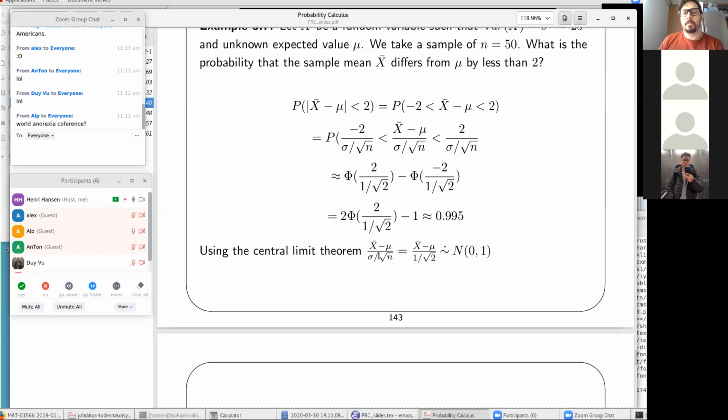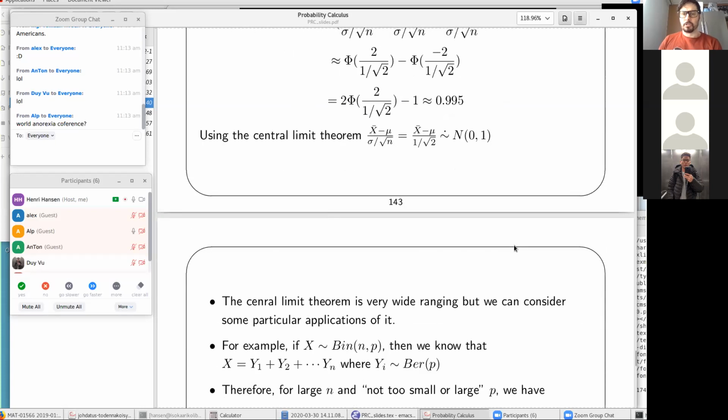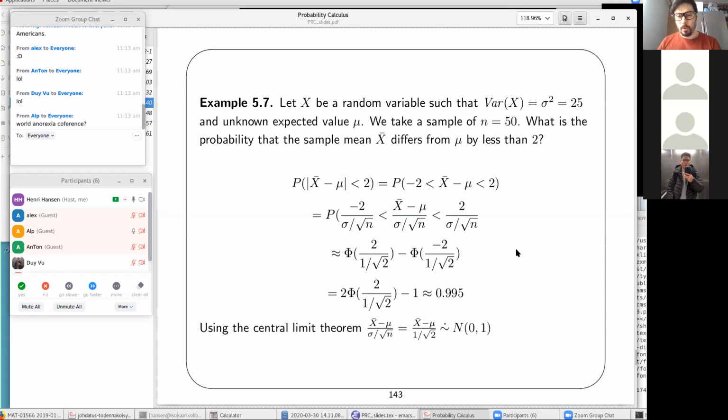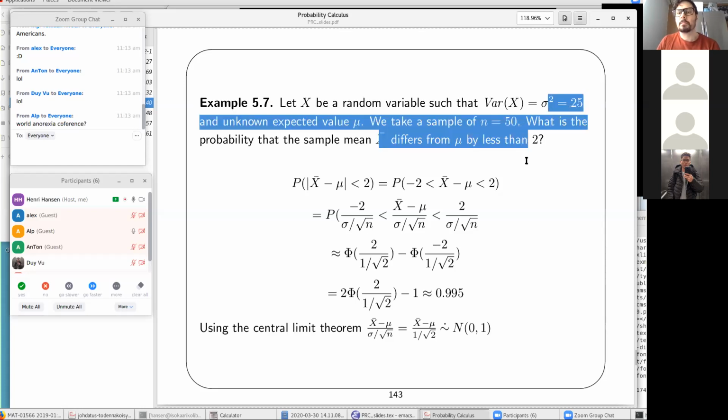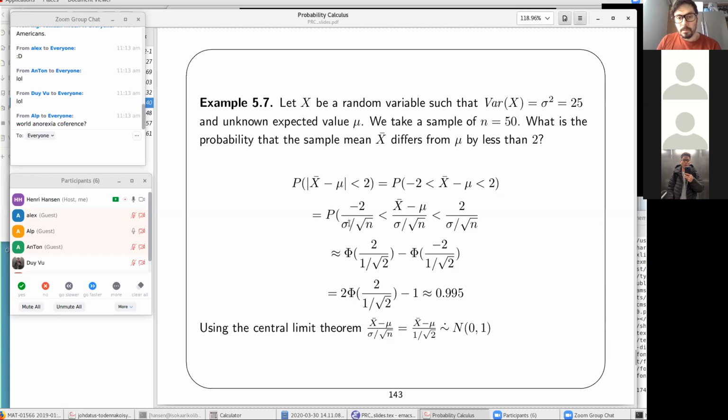We're using the central limit theorem here, assuming that this is roughly normally distributed. So we're getting close here. We're actually calculating a 99.5% confidence interval. This means that in 99.5% of the cases, we are within 2 units of the expected value when we take this sample mean of 50 with this variance. Of course, it depends on the variance and the sample size, because it's the divisor here.